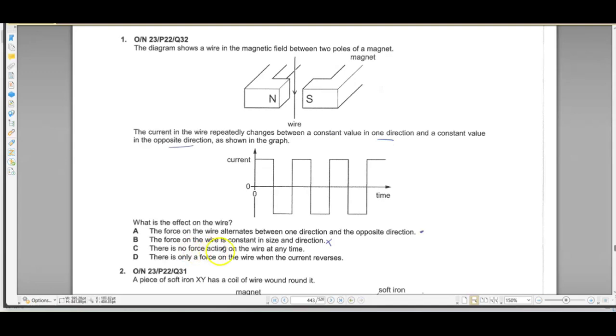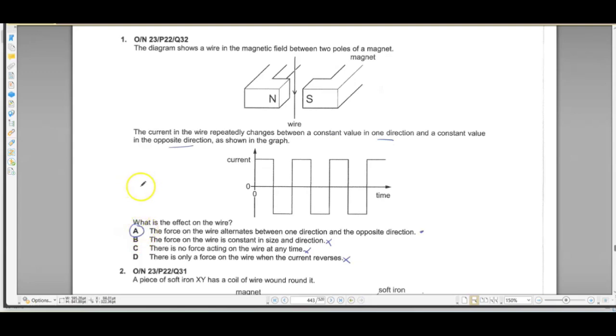There is no force acting on the wire at any time. No, there is current, there is a magnetic field, so there would be a force acting on the wire as well. There is only a force on the wire when the current reverses. No, it's continuously there. So A is going to be our correct option.